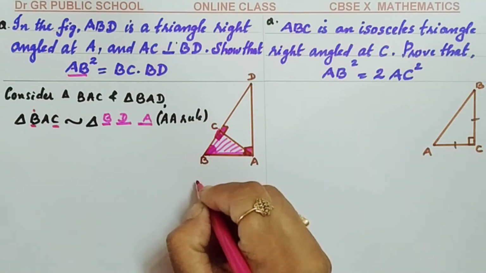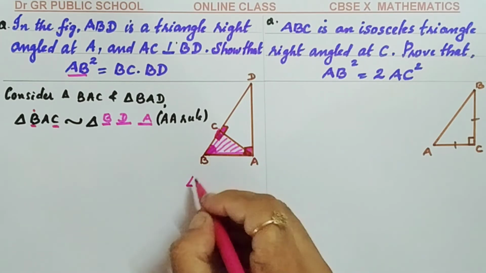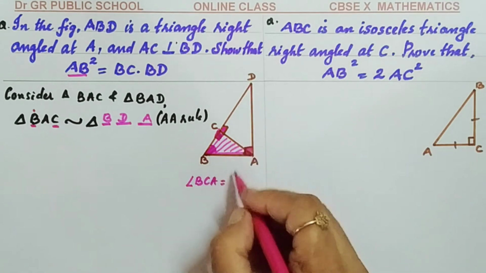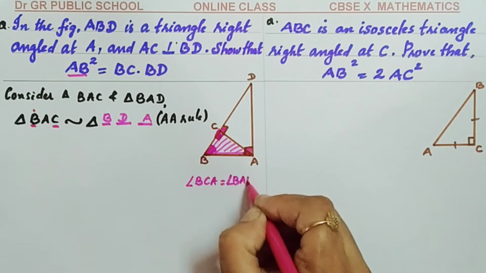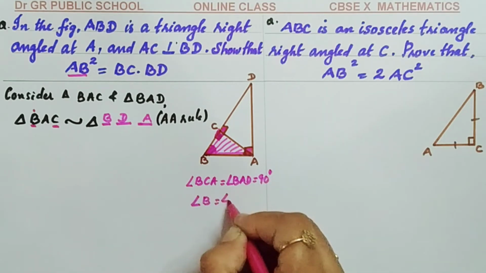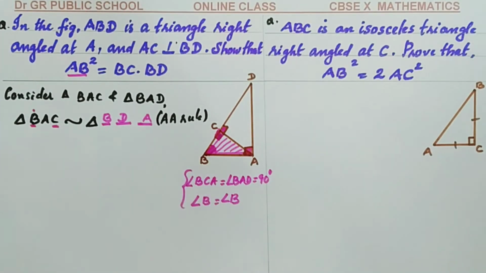If you want, you can write those two steps there. Which are the steps here? Angle BCA equals angle BAD, both equal to 90 degrees, and angle B equals angle B, common. Therefore, by AA similarity, you can find the similarity of these two triangles.